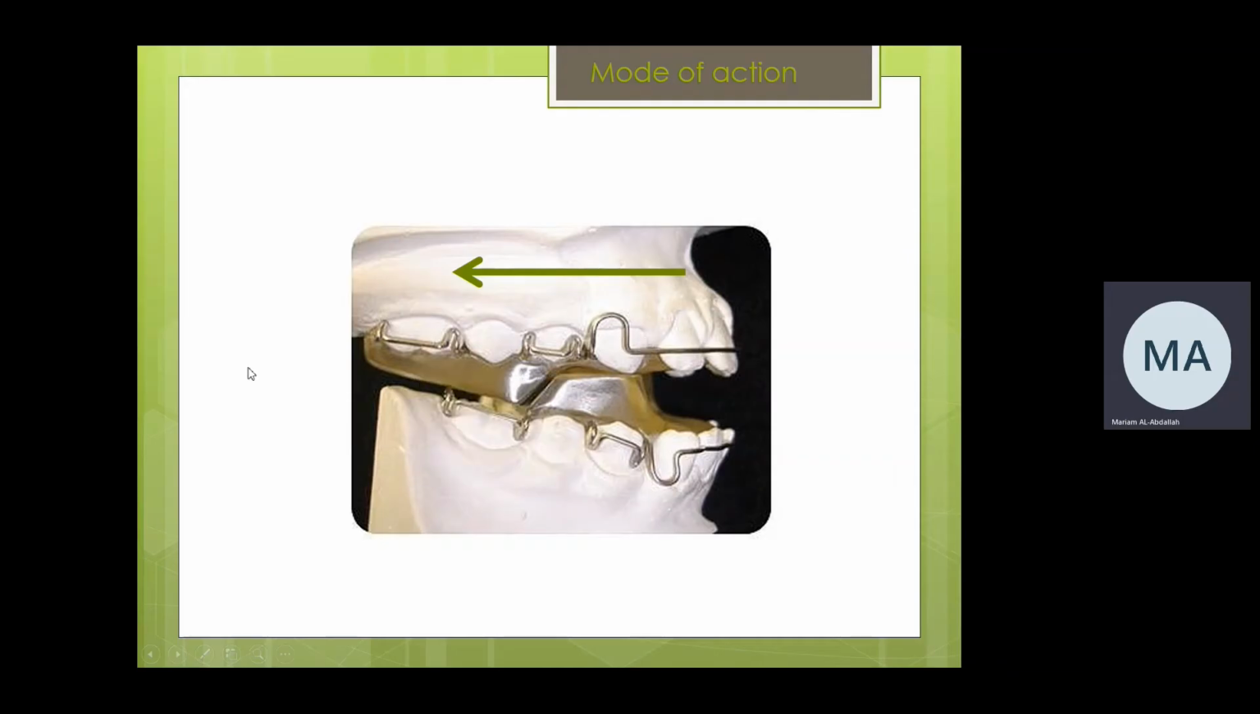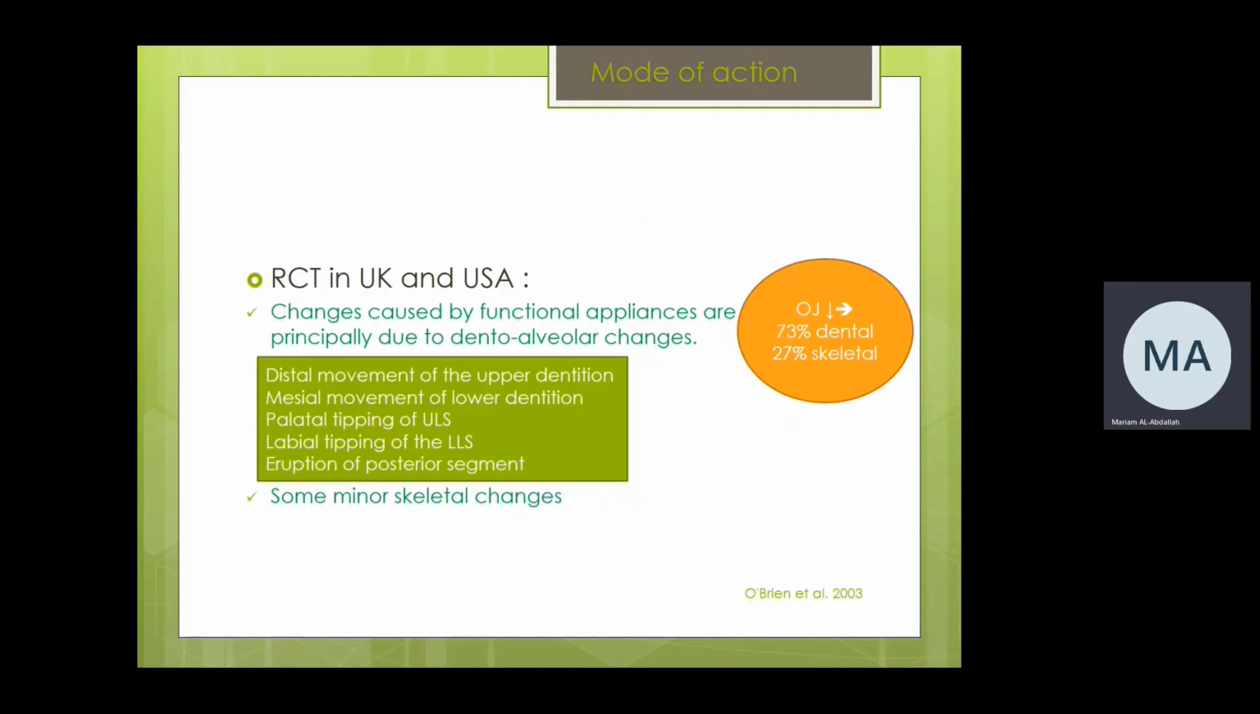So again, the upper teeth will move distally, the lower teeth will move mesially, the upper incisors will be retroclined, the lower incisors will be proclined, and the lower molars will freely erupt. Usually they erupt vertically upward and a little bit mesially. All these changes will contribute to the correction of the overjet and the molar relationship to class 1.